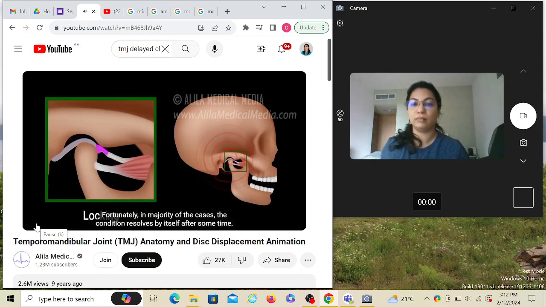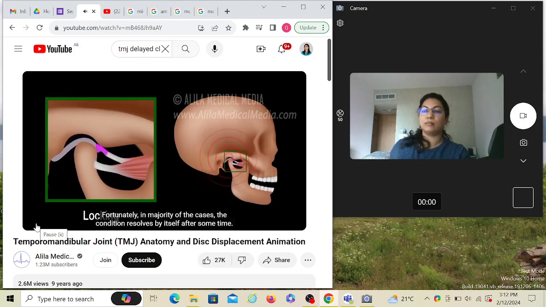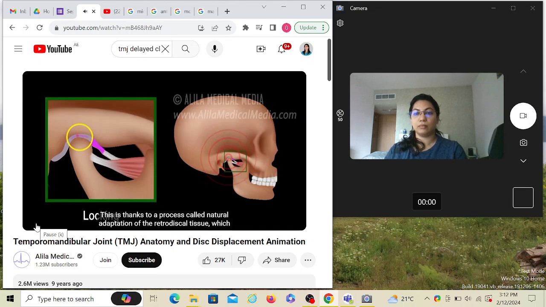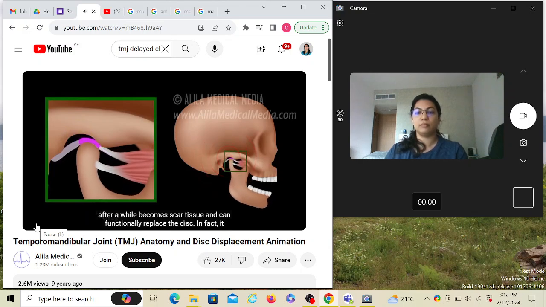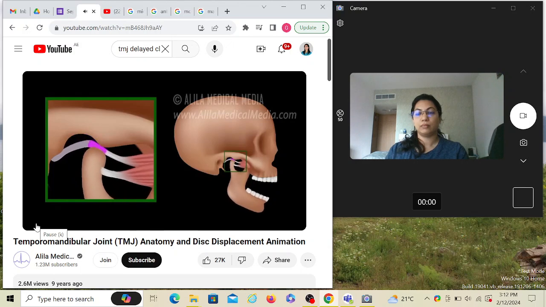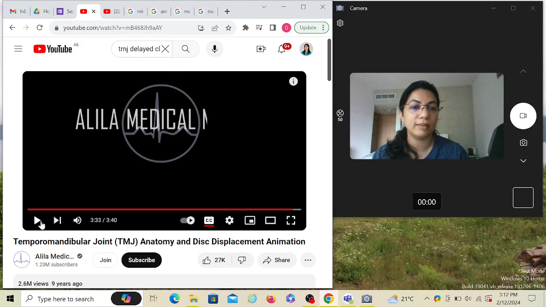Fortunately, in majority of the cases, the condition resolves by itself after some time. This is thanks to a process called natural adaptation of the retrodiscal tissue, which after a while becomes scar tissue and can functionally replace the disc. In fact, it becomes so similar to the disc that it is called a pseudodisc. So I hope this is clear. Now let's come to the treatment part of it.